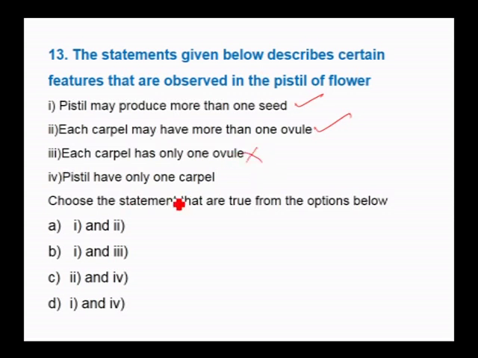Pistil has only one carpel. It can have one carpel, when we call it monocarpellary. It may have many carpels, multicarpellary. If the carpels are fused, we use the term syncarpous. If they are free, we call it apocarpous. Therefore, pistil can have many carpels. Therefore, this is also a wrong statement. So, here choose the statements that are correct. Here the correct statements are only 1 and 2. Therefore, the answer is A.